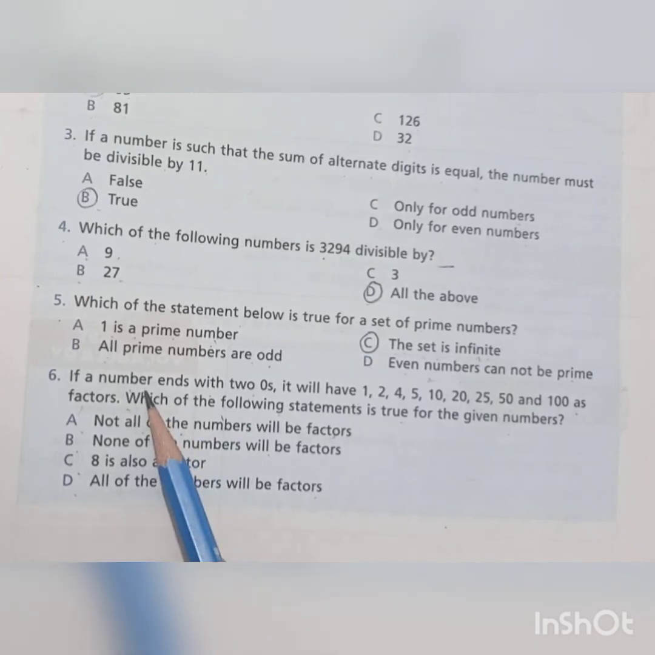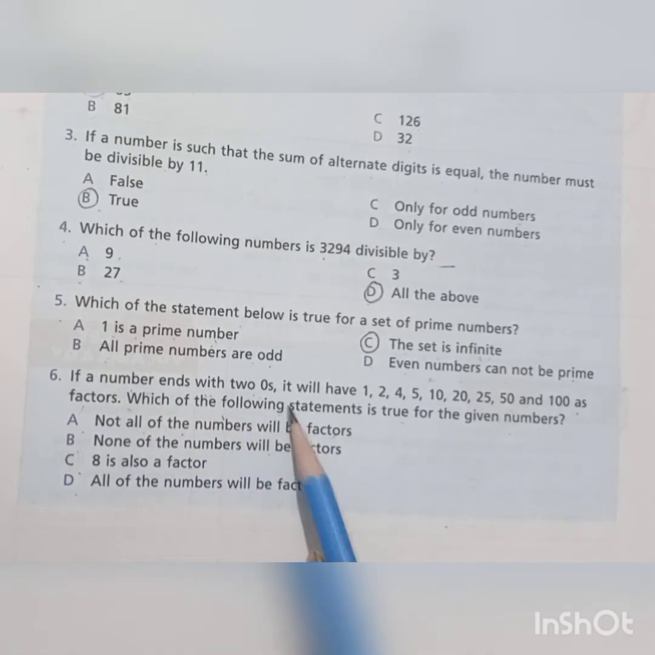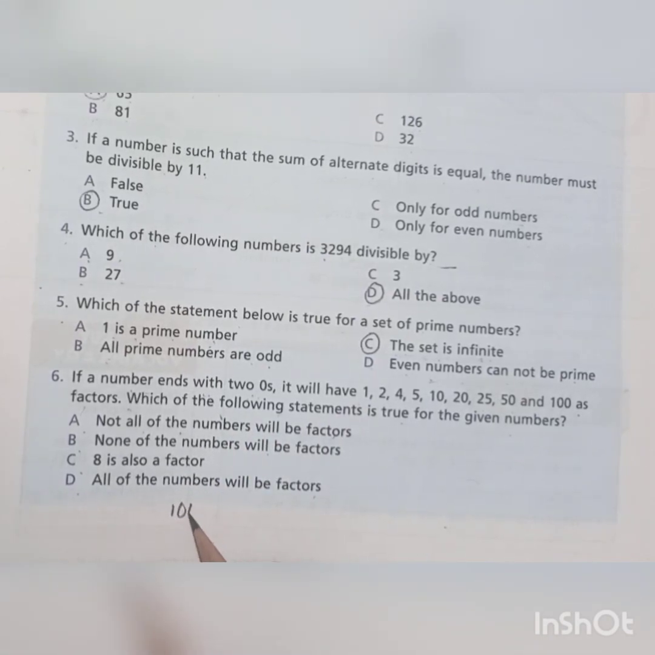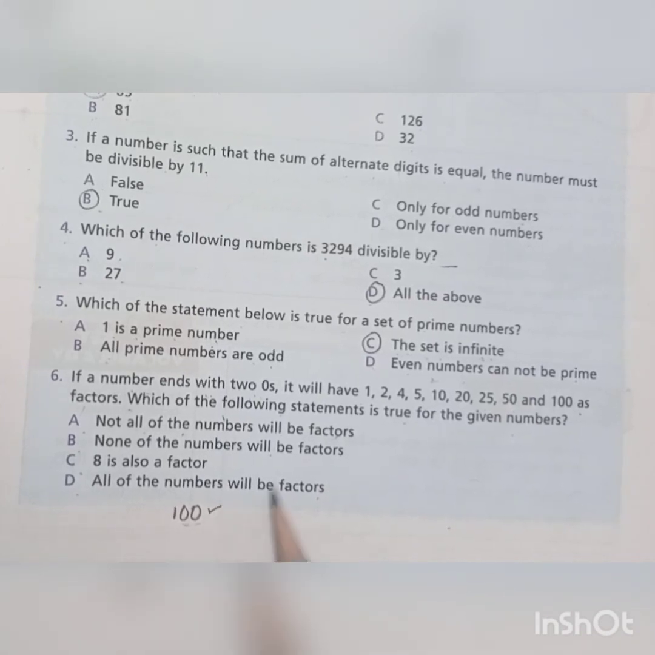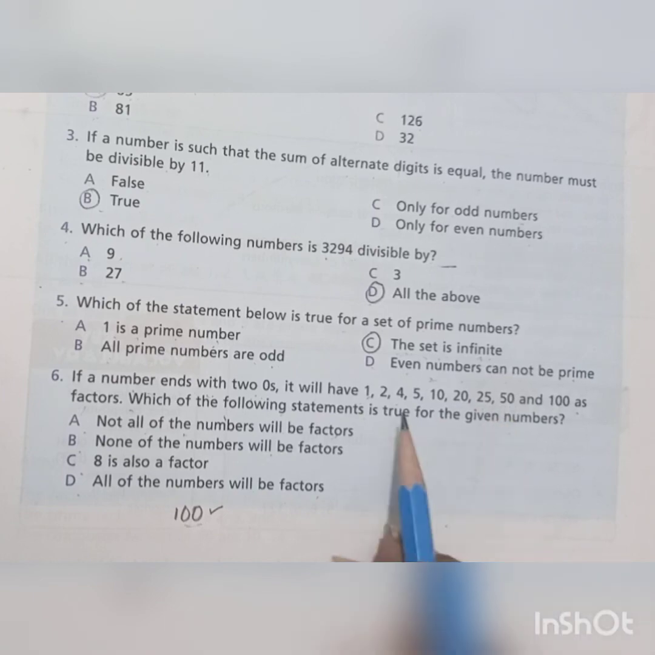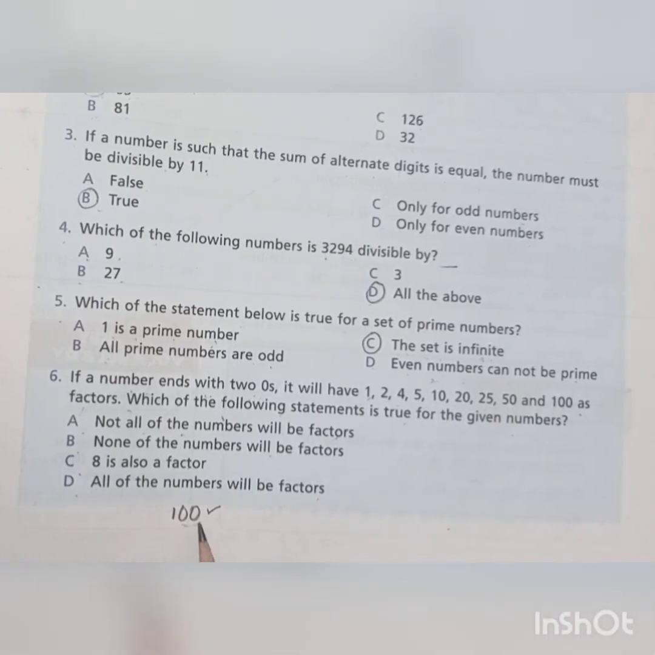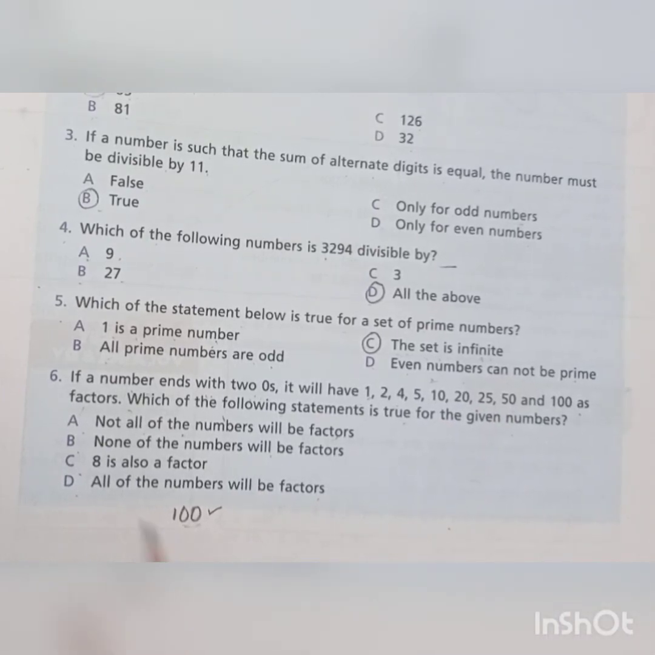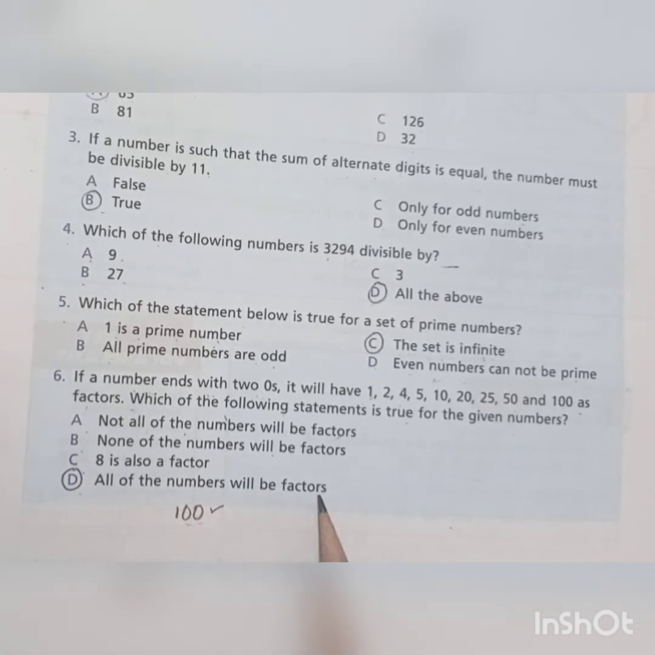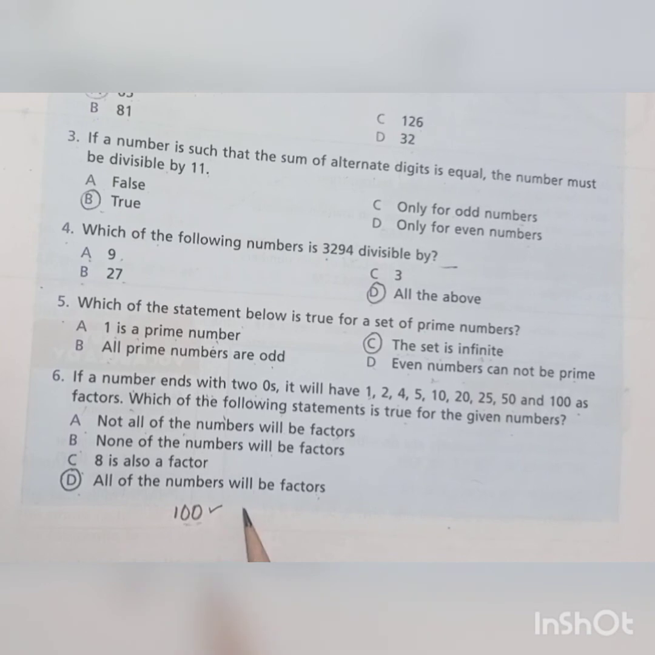Students, here it is mentioned that the number ends with two zeros. So let's take the number 100 as an example, as it has two zeros. This number is divisible by 1, 2, 4, 5, 10, 20, 25, 50 and so on, which shows that option D is correct, as all of the numbers will be factors. Yes, all of the numbers will be factors of a number that contains two zeros.